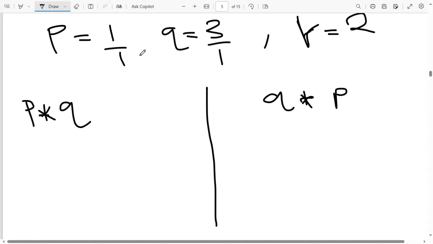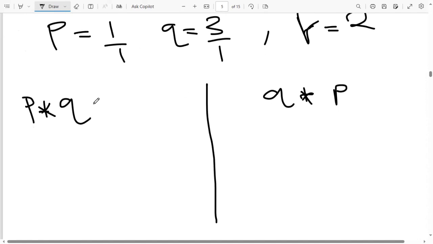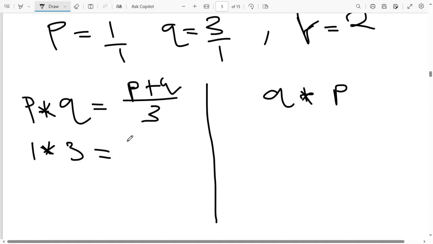So what is our P? Our P is 1. Remember, this is defined by P plus Q, divided by 2. So 1 star 3 is equal to 1 plus 3 divided by 2. So this will be 1 plus 3, which is 4, divided by 2, it will just be 2. Okay, so what about this side?